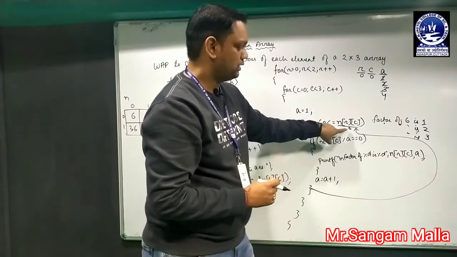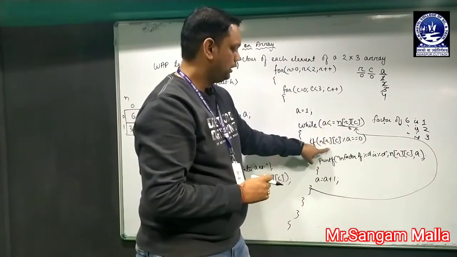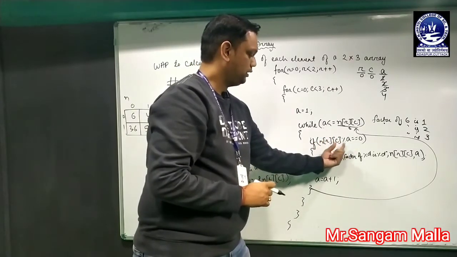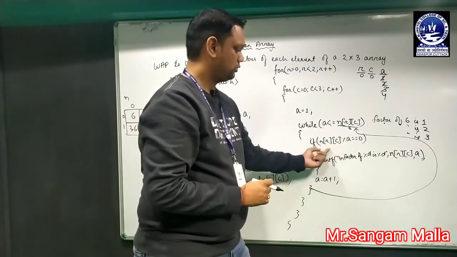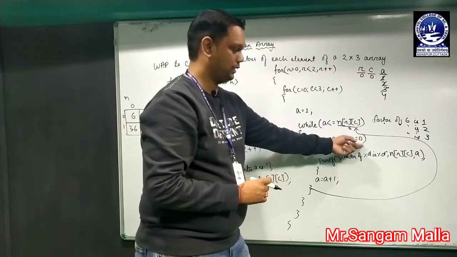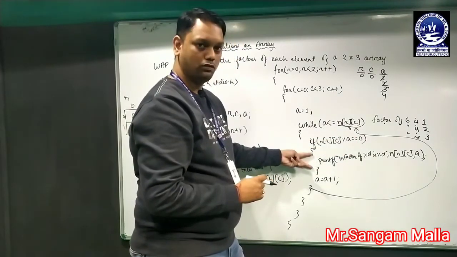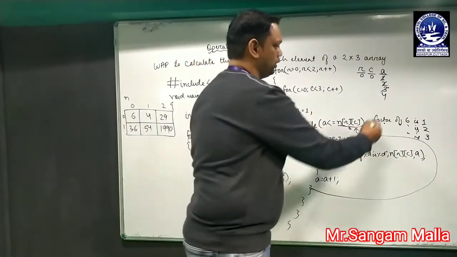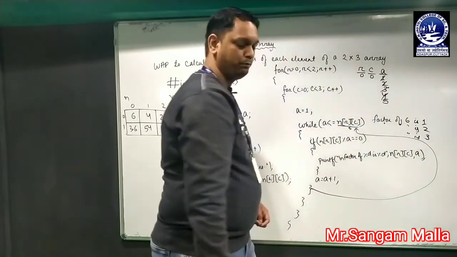It will check 4 is less than equal to 6. Yes, true. It will come over here. It will check the condition 6 is divisible by 4. No, 6 is not divisible by 4. The remainder is something else rather than 0. So it will not enter the block over here. It will come to here a equal to a plus 1. So a will be incremented to 5.